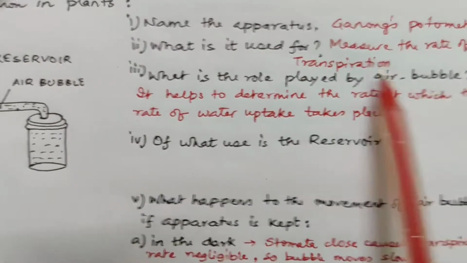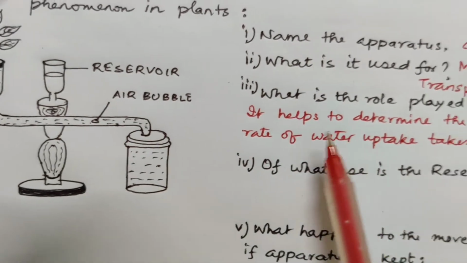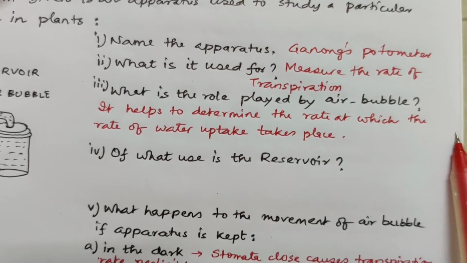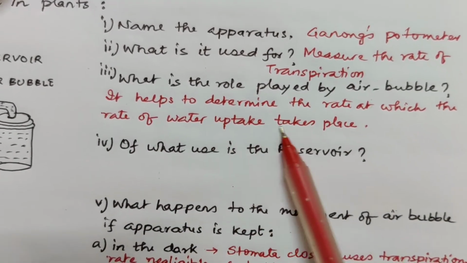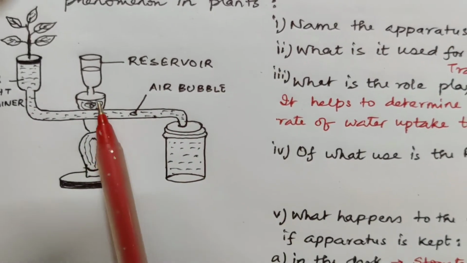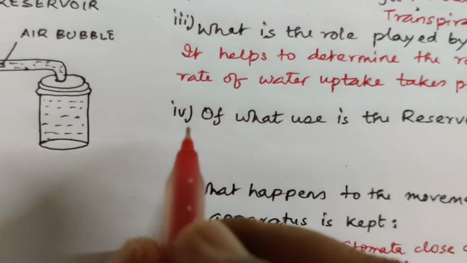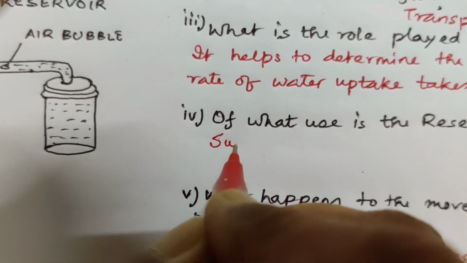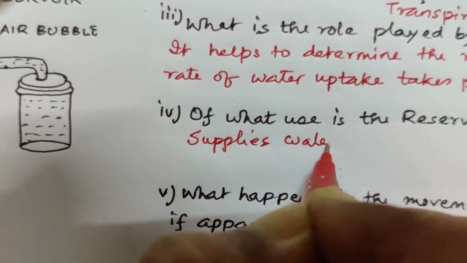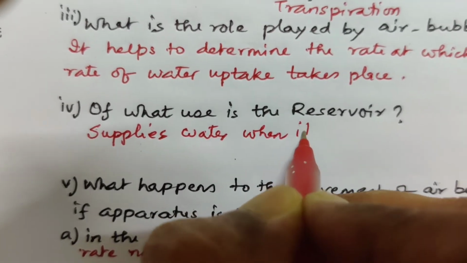What is the role played by the air bubble? Here you can see the air bubble. As the transpiration occurs, the air bubble keeps on moving. So the part played by the air bubble is that it helps to determine the rate of water uptake. Of what use is the reservoir? The reservoir supplies the water. This is the reservoir. Whenever there is less water over here, it supplies water when its quantity is reduced.